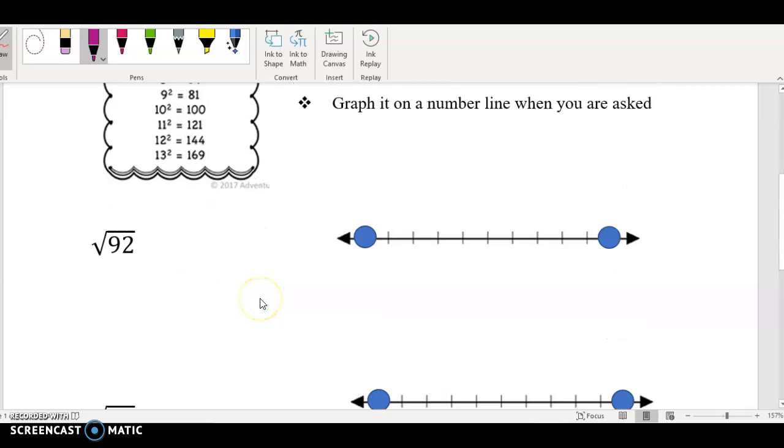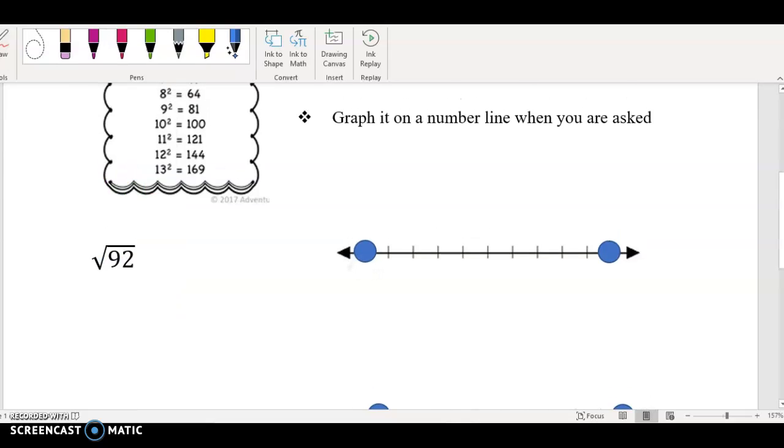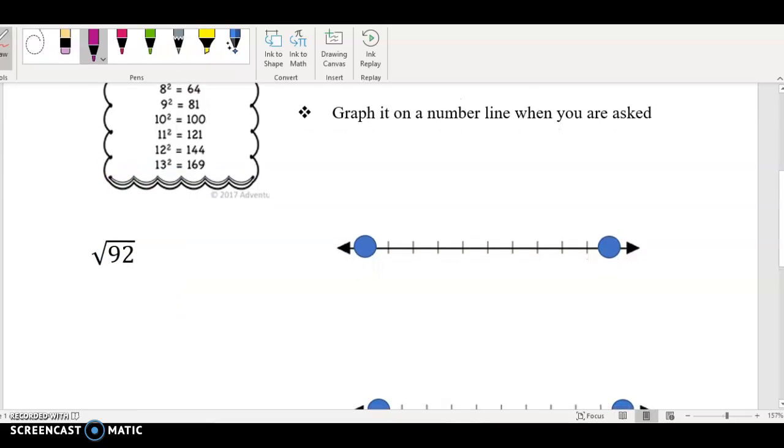So what we're going to do is we're going to say that this is going to be 9 over here on our number line, and this is going to be 10.